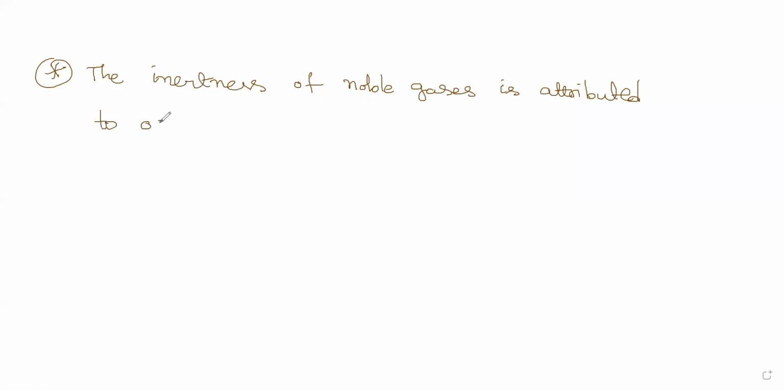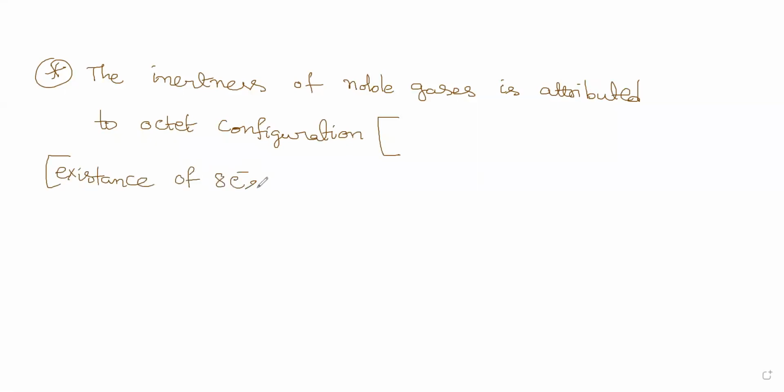Now, the inertness of noble gases is attributed to octet configuration. What is octet configuration? Existence of 8 electrons in the outermost shell.